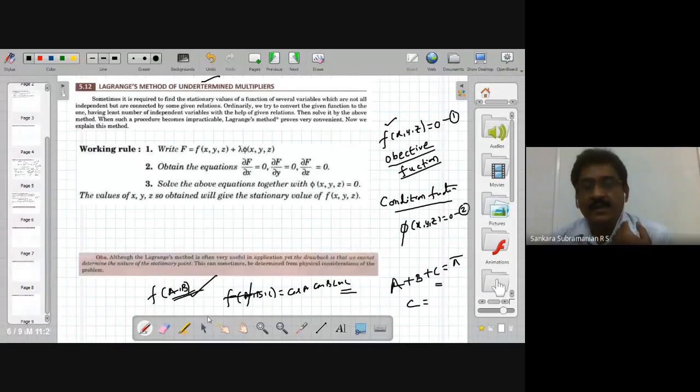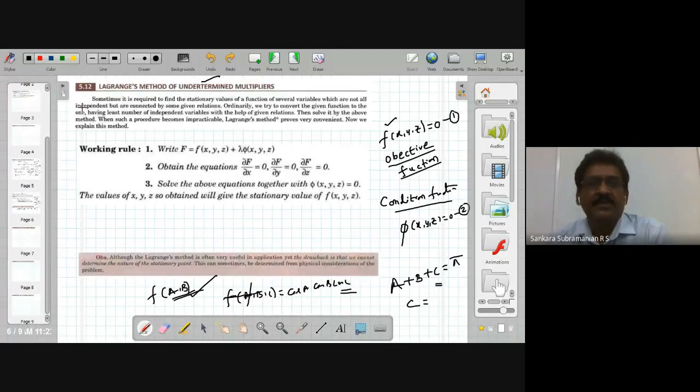But there is a method, we call it Lagrange's method of undetermined multipliers, which will simplify the concept. When we do many more problems, each time we would have to express one variable in terms of the other two, substitute, and then solve. Can we solve it easily in one go? Yes, it is possible with Lagrange's method of multipliers.